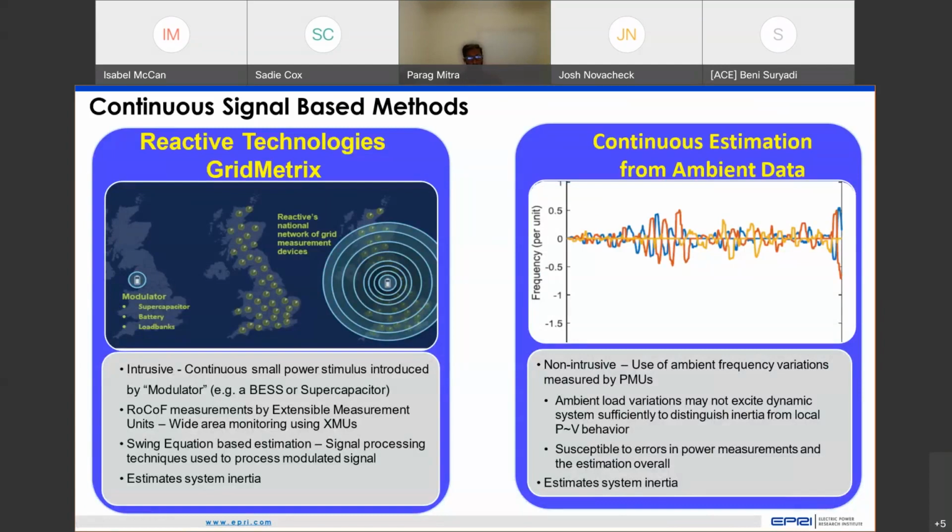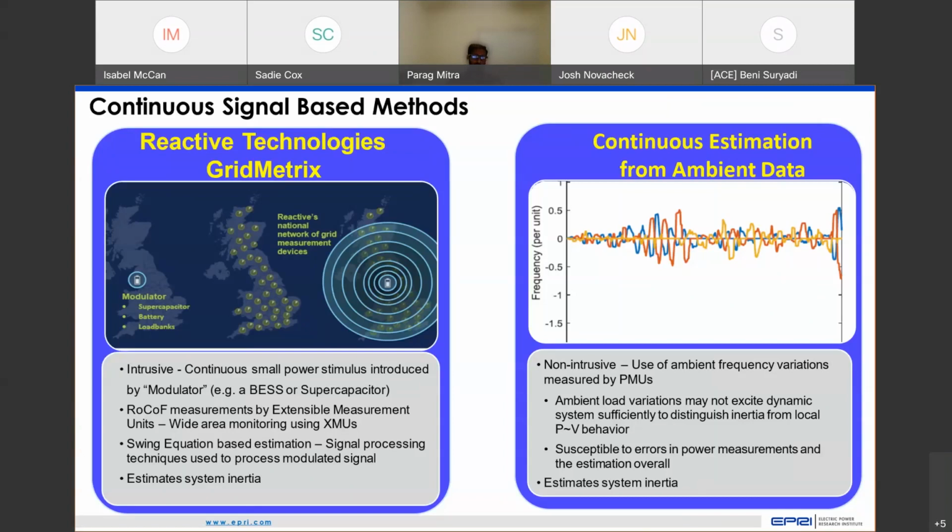So the intrusive method involves injecting a modulated signal, a modulated power stimulus, into the grid. Now, the injected signal typically is not high enough to cause a major disturbance in your system, but it essentially excites certain nodes in your system, and you can see some change in frequencies in your system which have the same frequency as this modulated signal that you're injecting, right? So you have an injected signal, and you can see the response of the system and the system frequency, and you can extract that response out by using some signal processing techniques.